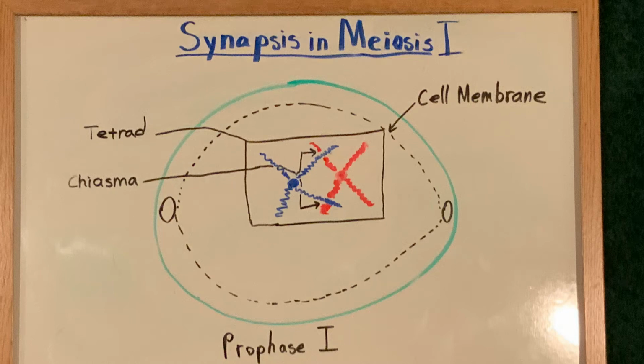Synapsis is the exchanging of genetic information between two homologous chromosomes in prophase 1 of meiosis 1. These two chromosomes above will divide and produce four daughter cells containing exactly half the genetic information compared to their parents.